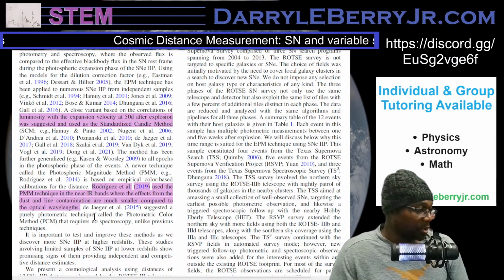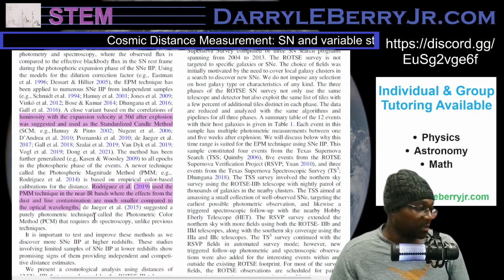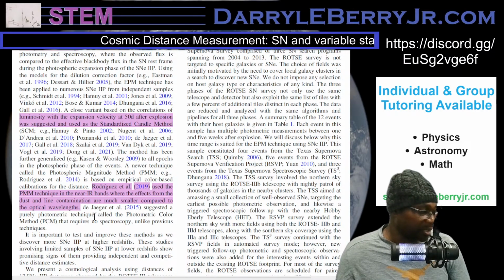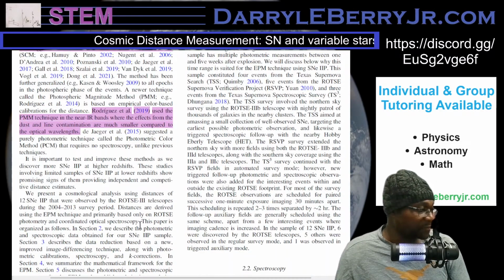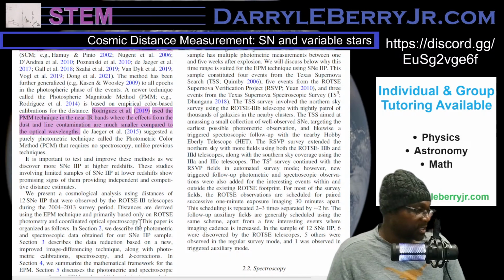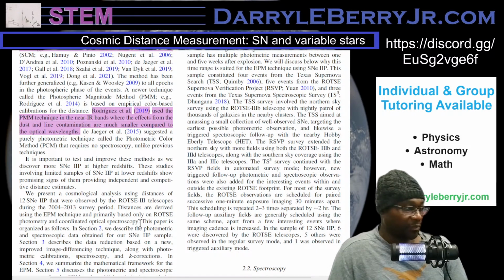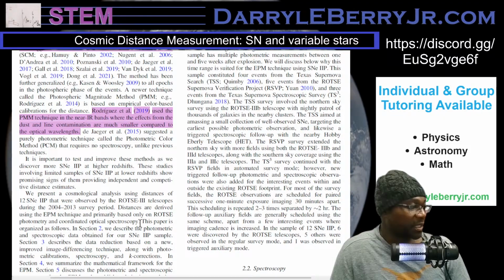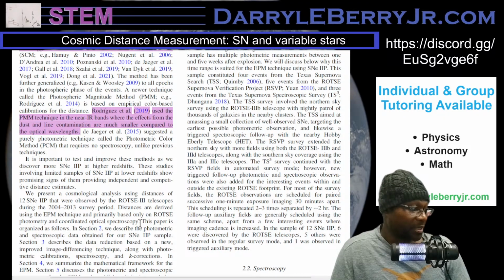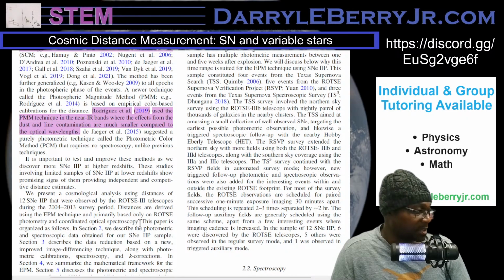Jaeger and all suggested a purely photometric technique called the photometric color method that requires no spectroscopy, unlike previous techniques. It is important to test and improve these methods as we discover more 2Ps at higher redshift. These studies involving limited samples of 2Ps at lower redshift show promising signs of them providing independent and competitive distance estimates.